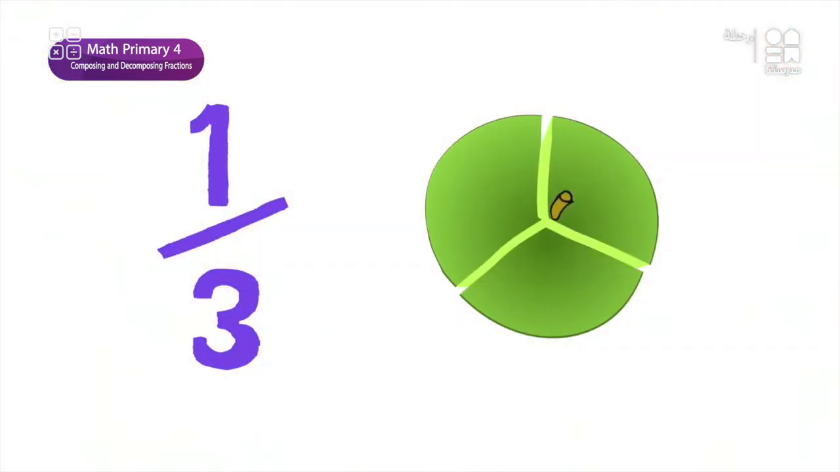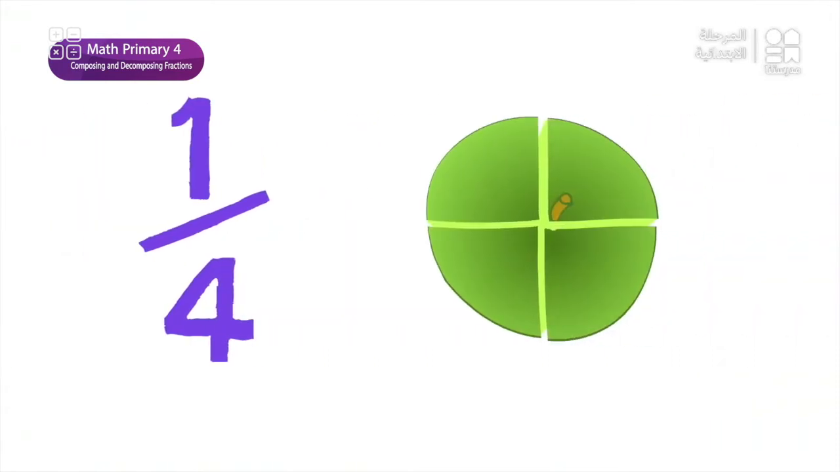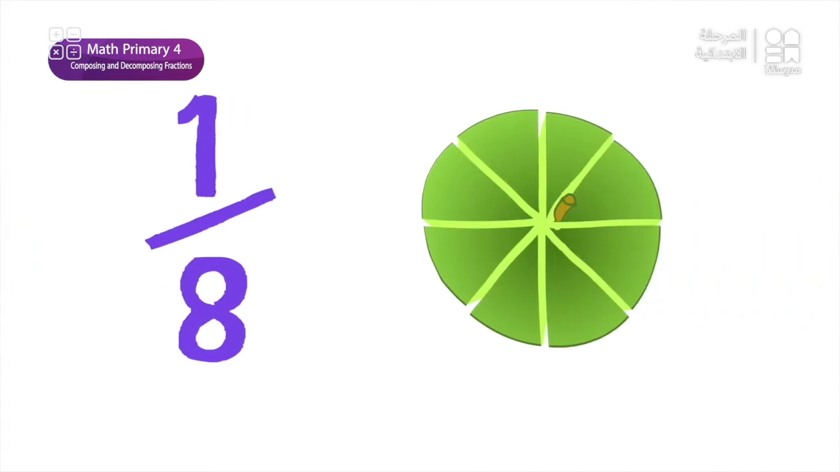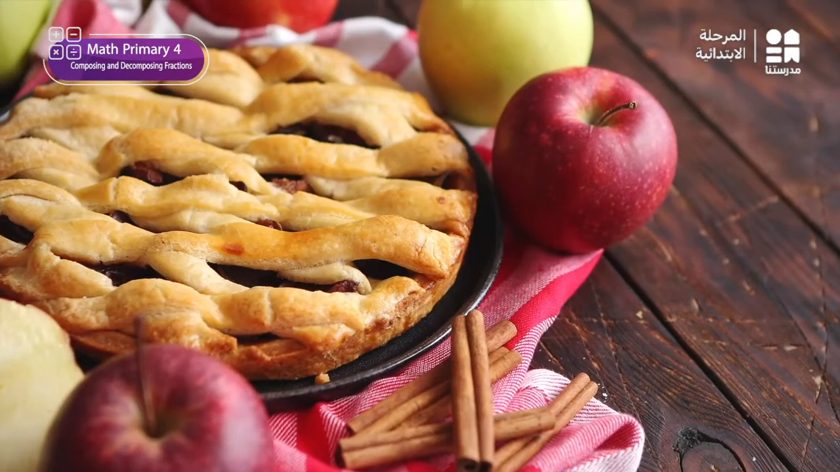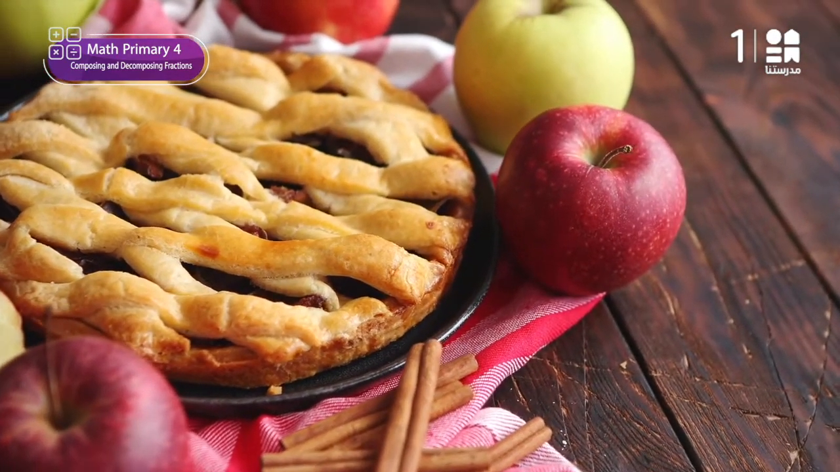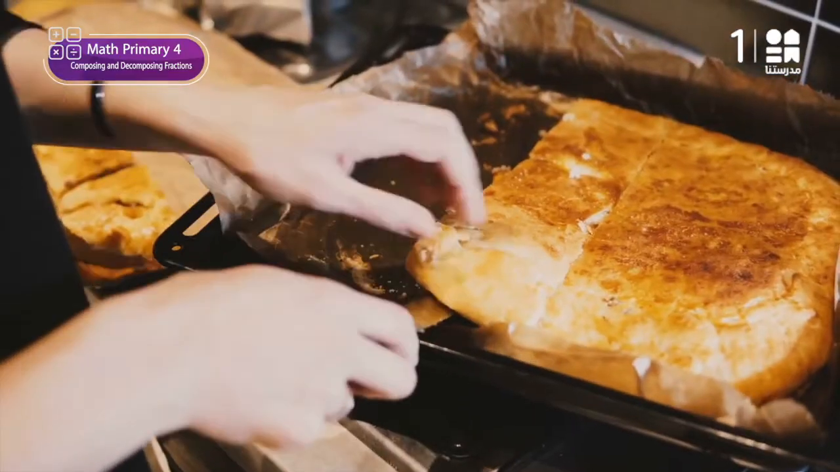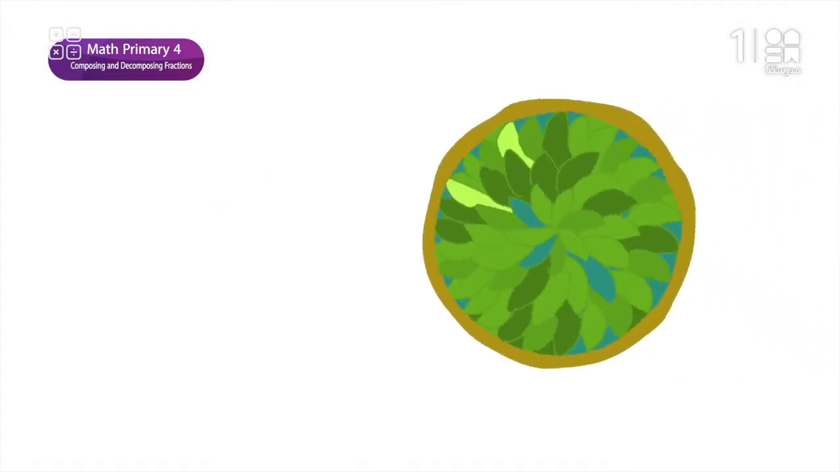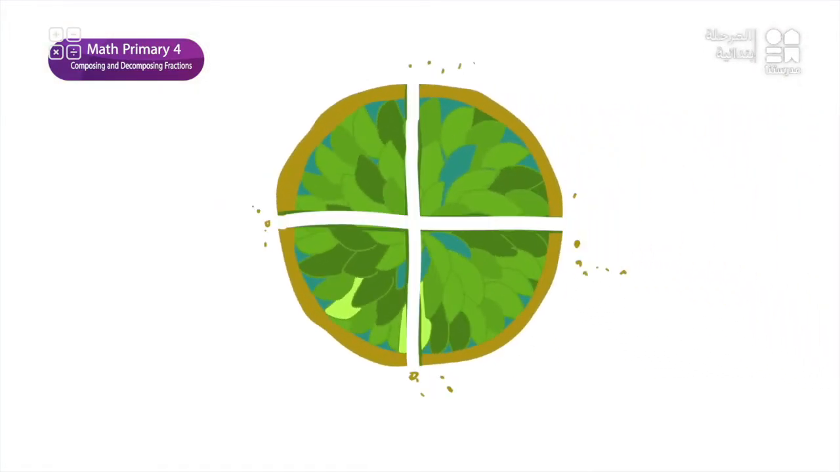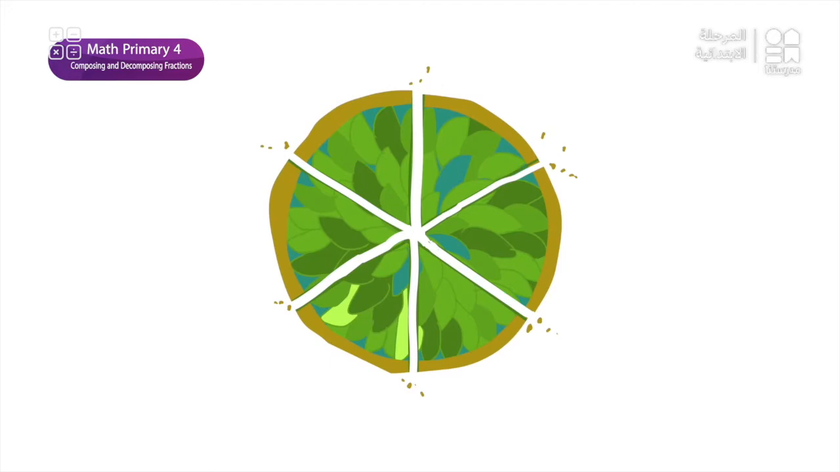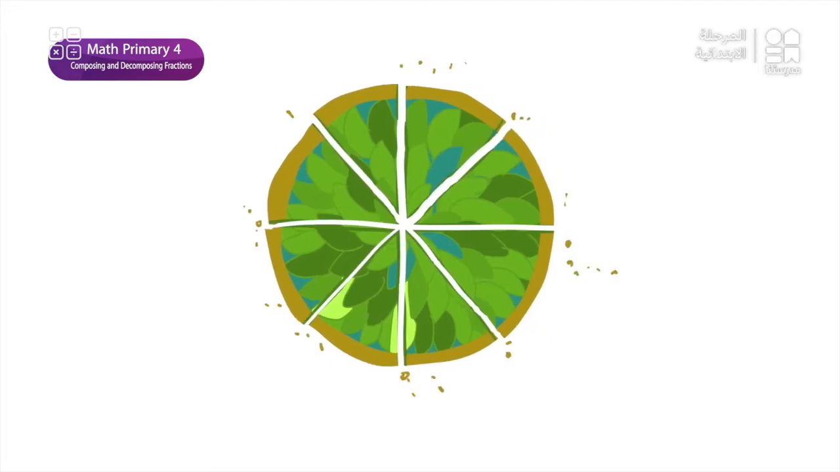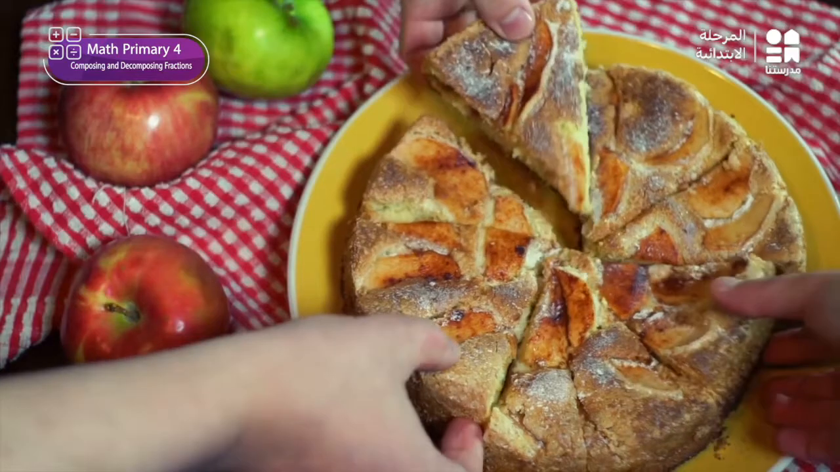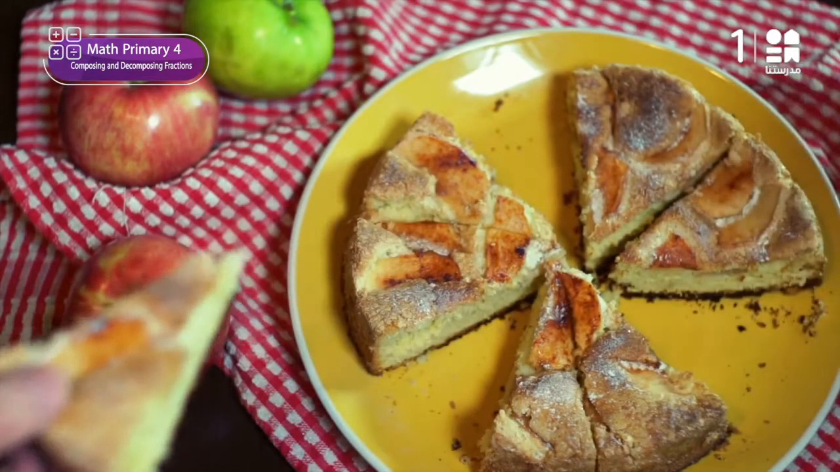Thirds, quarters, sixths, and eighths. Apples can be used in pies. Some pies are round and some are rectangular. What fractions can you see? These delicious pies can be cut up into halves, quarters, sixths, and eighths. I could add the pieces together and subtract them too. I like subtracting more. It means I'm eating pie.